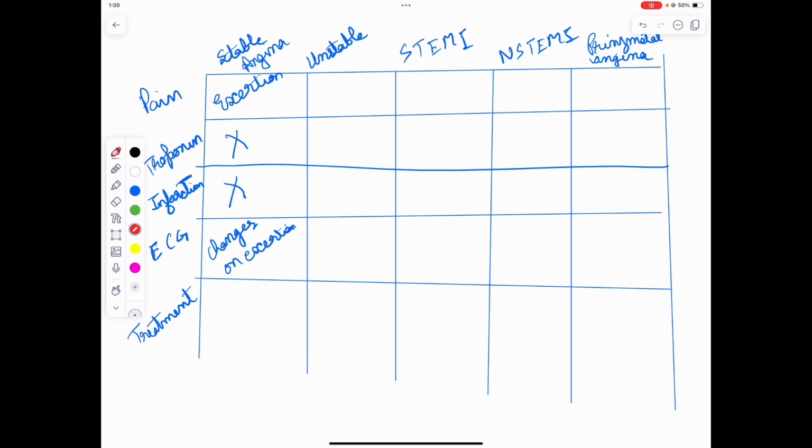Now, what we can do in stable angina is reduce the work of the heart. How can we reduce the work of the heart? By allowing the heart to have more flow of oxygen. That would be by reducing the heart rate. And how will you reduce the heart rate? That is by the beta blocker.